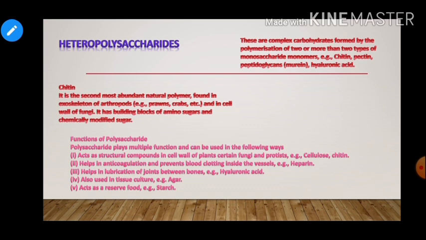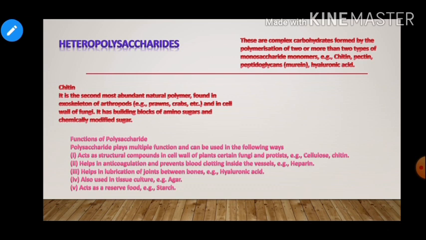Children, it helps in anticoagulation and prevents blood clotting inside the vessels. For example, heparin. Heparin is a polysaccharide which basically prevents the coagulation of blood and the loss of blood. Another very important function is that they help in the lubrication of the joints between the bones. Talking about the example, hyaluronic acid. Hyaluronic acid is present in between the bones, in the joints, where it lubricates the joint.